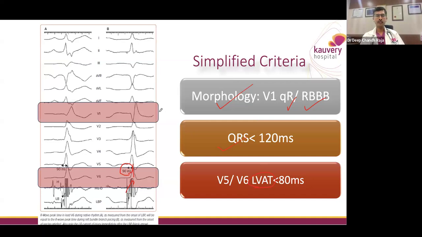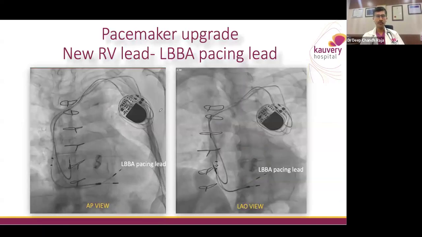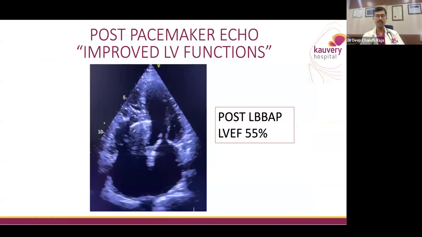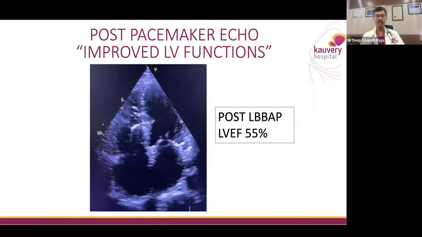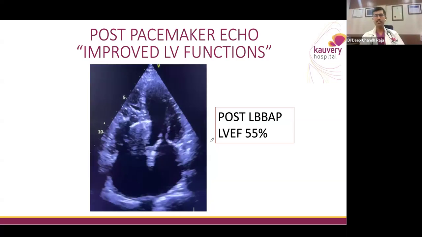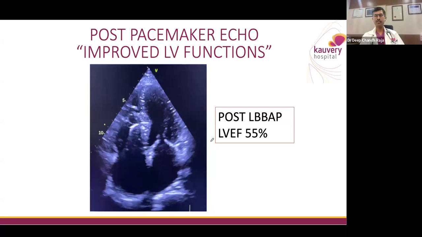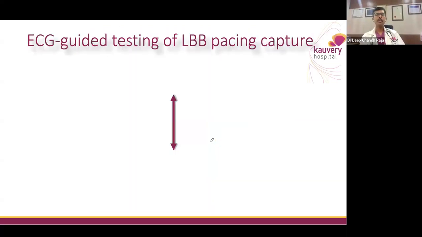Coming back to the case example that I started off with, where the RV lead failed and we needed to put in a new left bundle branch area pacing lead. We ended up putting a left bundle branch lead in this patient. That's how it looks on the echo scan after you place the left bundle branch lead. You see the lead as a very echogenic structure past the interventricular septum, abutting onto the left ventricular endocardium. And this particular patient had a really improved ejection fraction down the line.